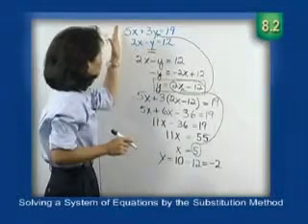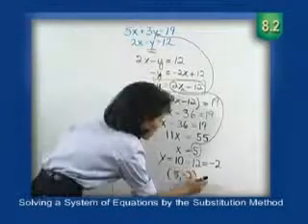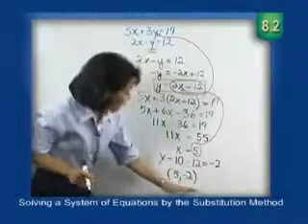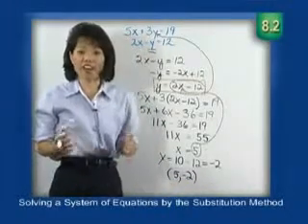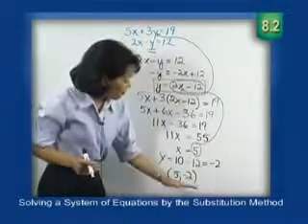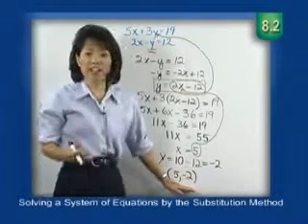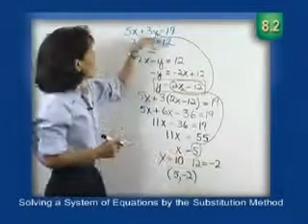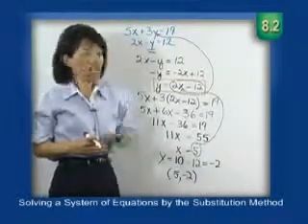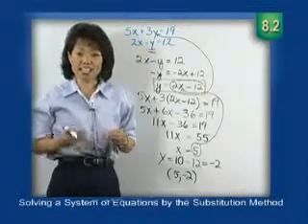That means if I were to graph these two, they cross each other at the ordered pair 5, negative 2. These two values for x and y will make this top equation true as well as the bottom. It is the intersection.